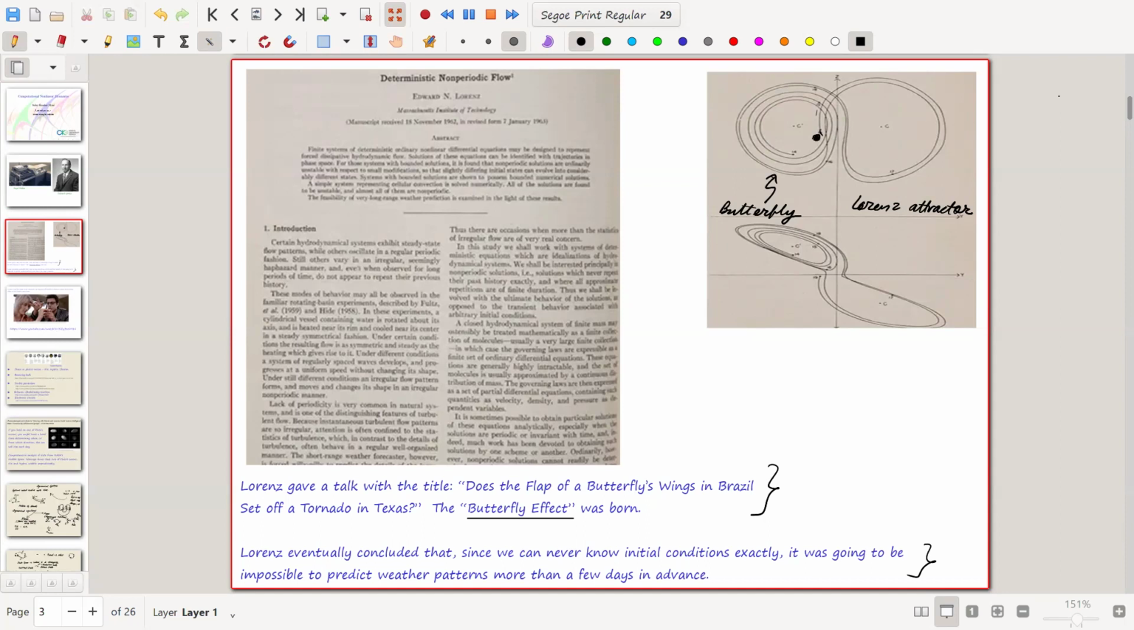So he gave a talk: does the flap of a butterfly's wings in Brazil set off a tornado in Texas? What does it mean? Brazil and Texas are very far apart, but a small change in the butterfly's wings in Brazil, like a small change in initial condition, is bringing a huge change, like a climatic change in Texas. So sensitivity to initial conditions brings a huge output difference. That is what is known as chaos.